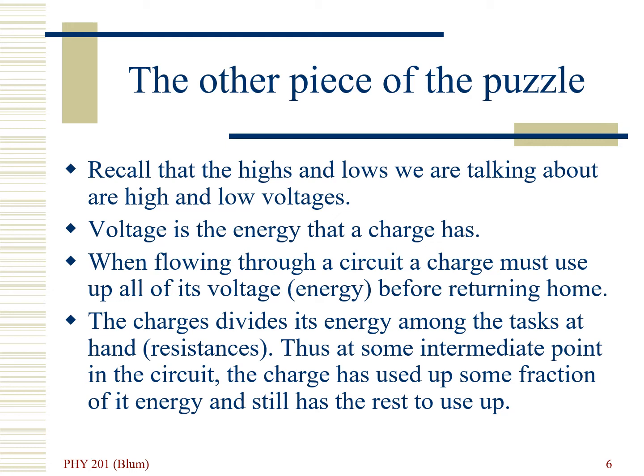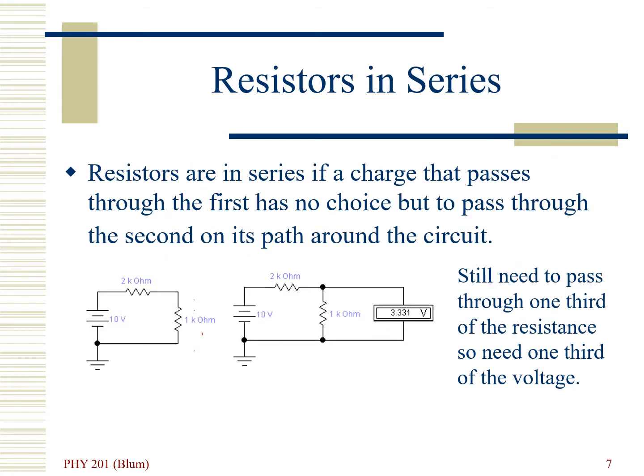We're not measuring as we leave the battery where it's 5. We're not measuring just before it returns to the battery where it's 0. But we're measuring the voltage somewhere along the way in the circuit, and thus we're picking up an intermediate voltage. So we can see that in this example of resistors in series. We are leaving, in this case, a 10-volt battery. We're going through a 2 kilo ohm resistor followed by a 1 kilo ohm resistor. They are in series. Any current that went through the 2 must go through the 1.